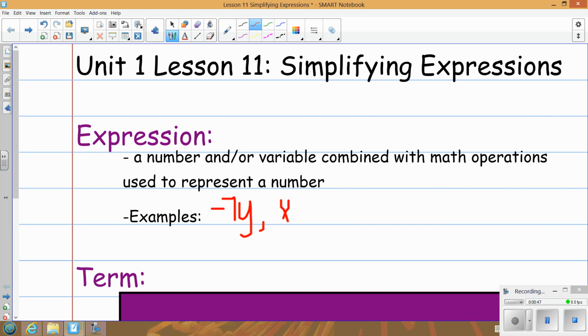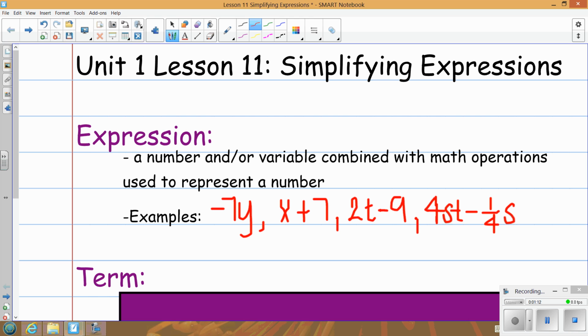But I could also have something with operations in them. So I have x plus 7, so a variable and a number. You could have something like this, 2t minus 9. So you have some multiplication between the 2 and the t, but then you also have subtraction. And then another example would be like 4st minus 1/4 s, something like that.